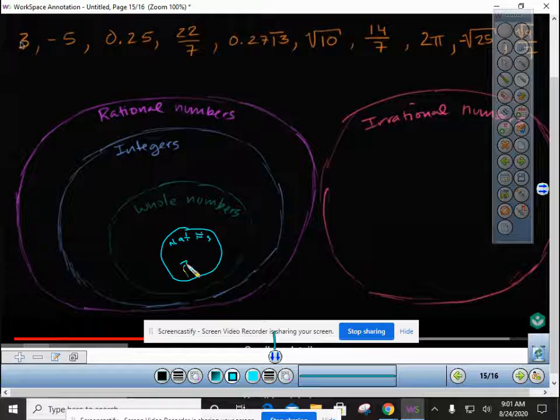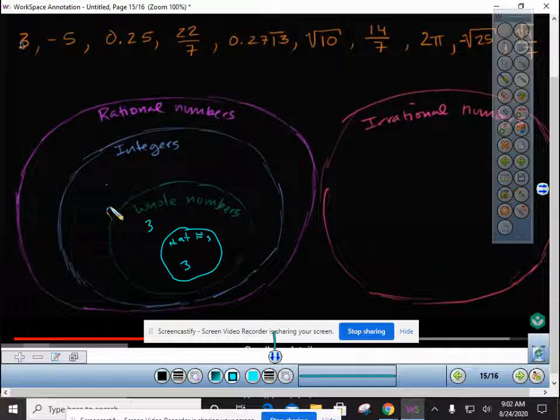So where does 3 go? It goes in natural numbers. Can it go in whole numbers too? Yes. What about an integer? No, it's not an integer? Everybody says no? What about rational? No. So 3 is only natural and whole? Yes. Do you guys not understand the concept of a bullseye? If it's in one of them, it's in the rest. Ding, ding, ding, ding. You win.